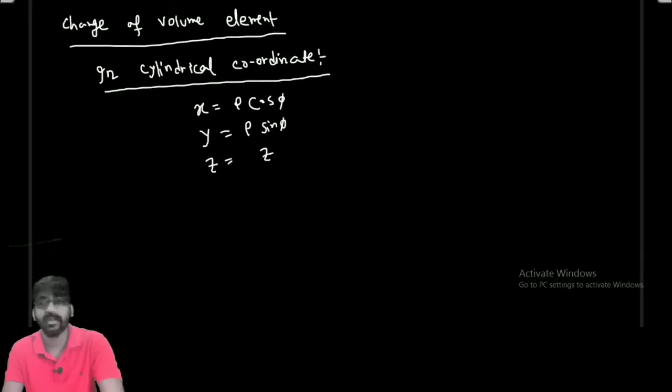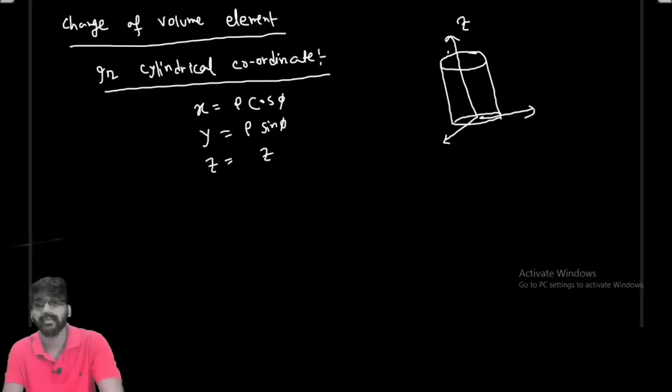The point in the cylindrical coordinate system lies on a cylinder like this. This is our z axis, this is our x axis, this is our y axis, and rho is the distance from the axis to the point P on the surface. This point is nothing but rho, phi and z. This is rho, the vertical distance is z, and this angle is phi. So this is rho, phi, z, and the relation is like this.